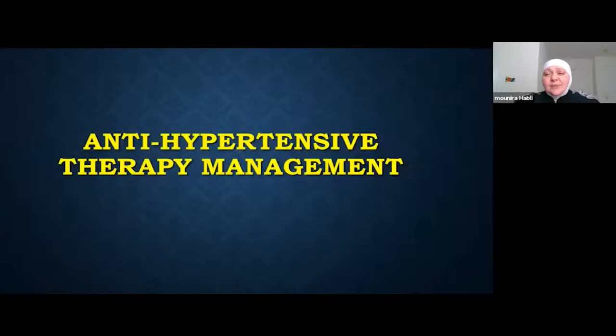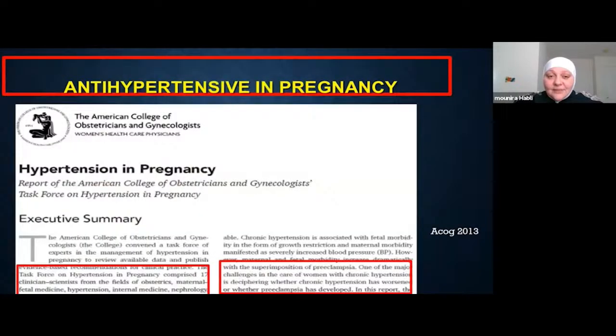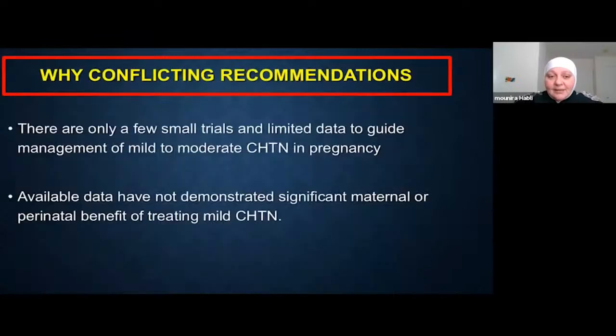What about antihypertensive therapy? Always the question: do I continue the medication in a chronic hypertension patient? If it's mild or severe, what do we do? Antihypertensive therapy in pregnancy is like the elephant in the room. It's always under complete discussion and controversial. And as seen here, we don't know what would be the best, as mentioned by the American College of OBGYN.